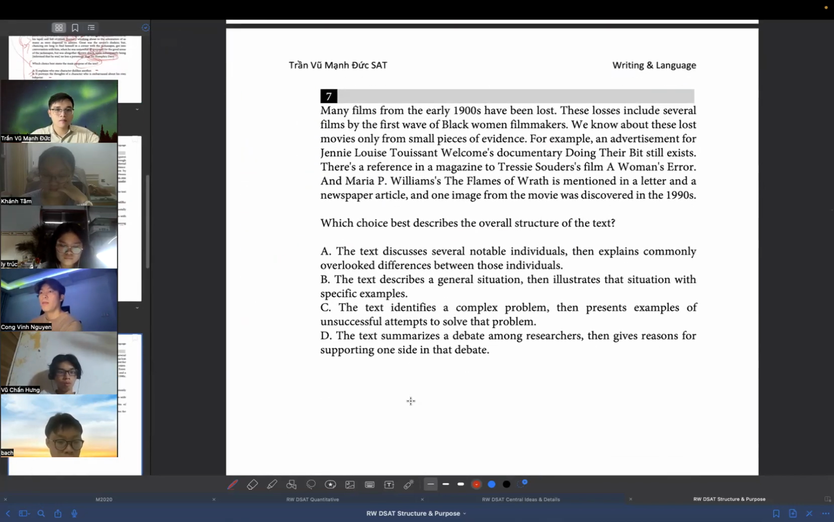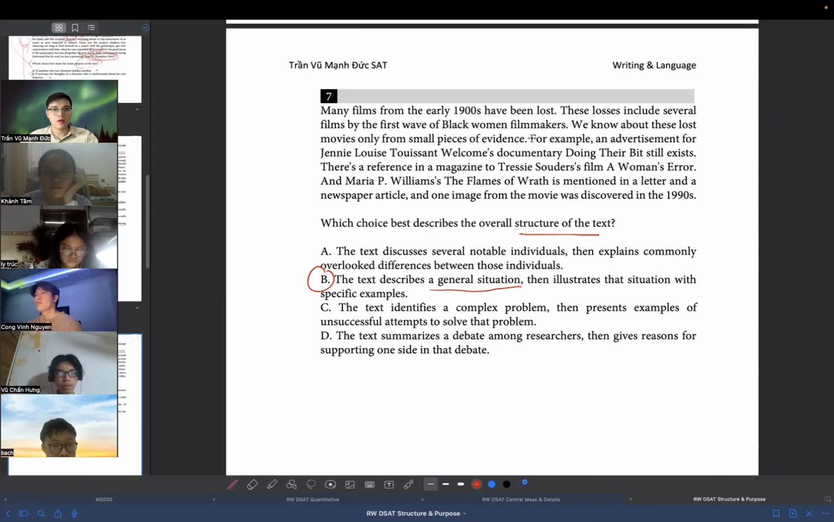Who? B. 7B. The text describes a general situation, then illustrates the situation. For this kind of question, the structure of the text, I'm going to ask you where it describes a general situation. Where is this information? The second sentence. It describes the, oh wait, the first and the second sentence both.